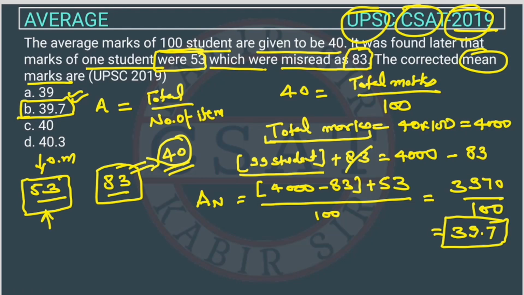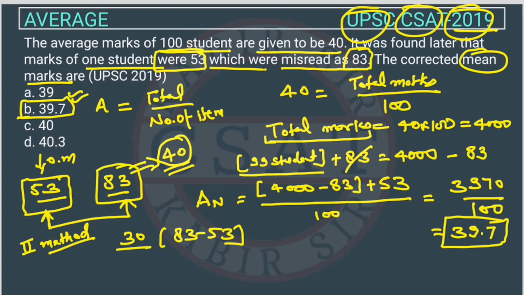Okay, and there is one more method to solve this, right? You have to just find out the difference of these two. So difference is 30, right? Difference means 83 minus 53. So the difference of 30 marks, right? And we considered higher marks, but he got less marks, right? So this difference is in minus, right?